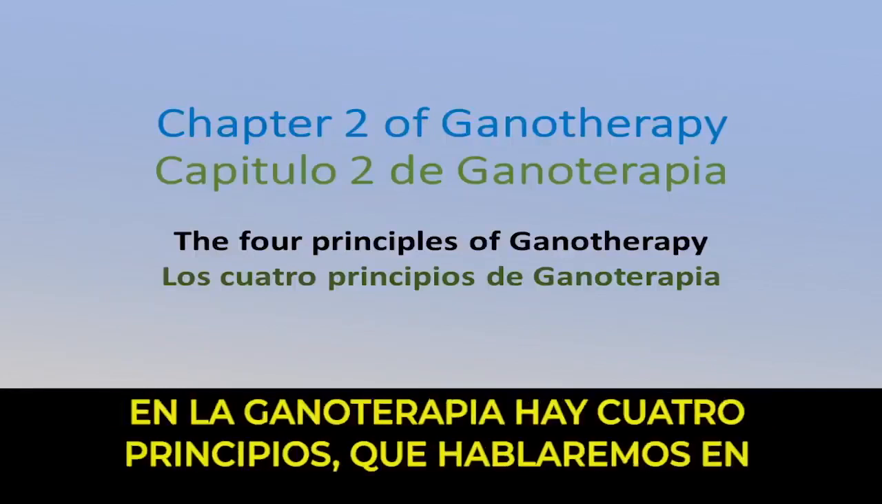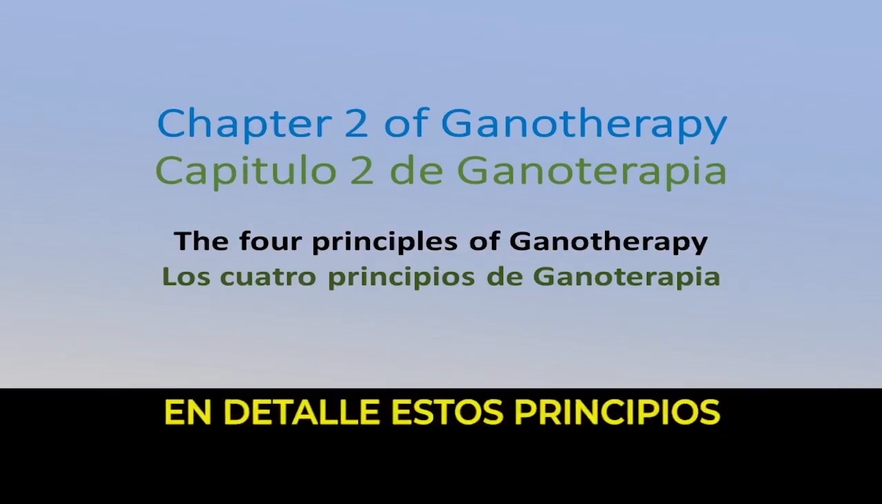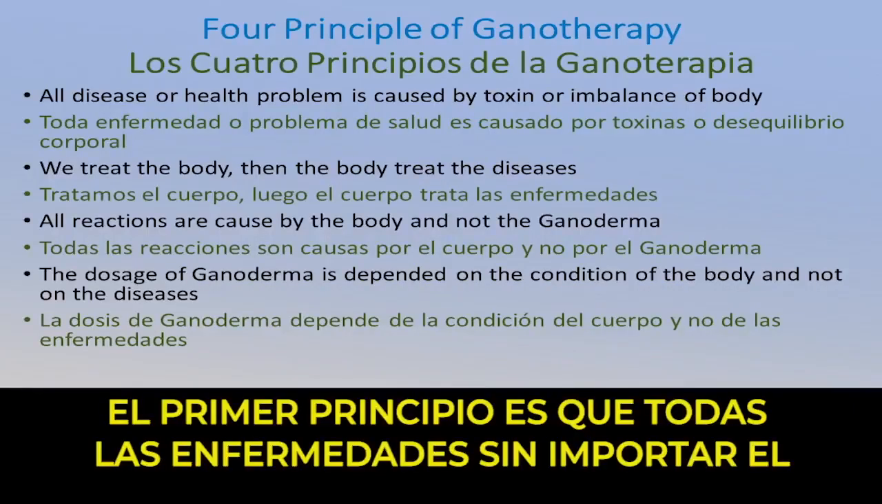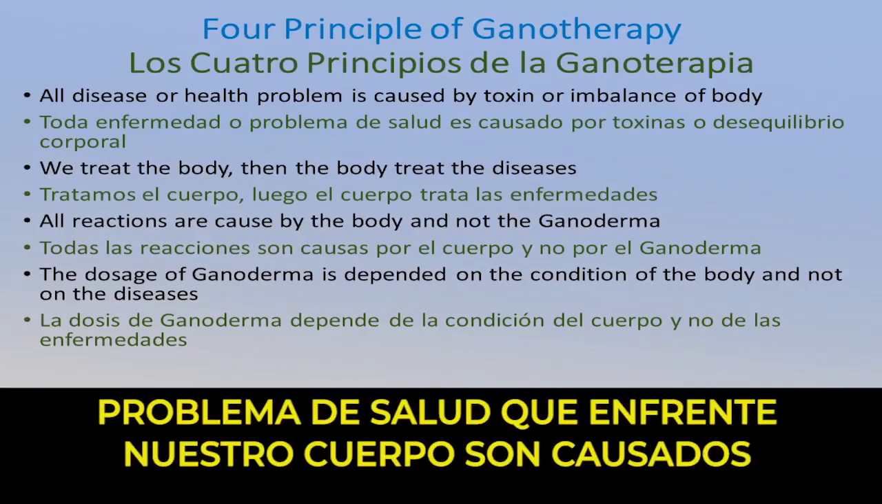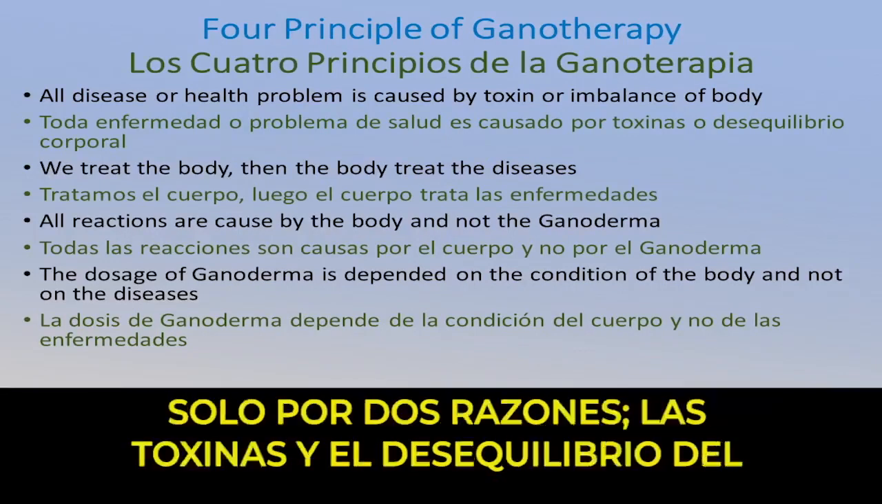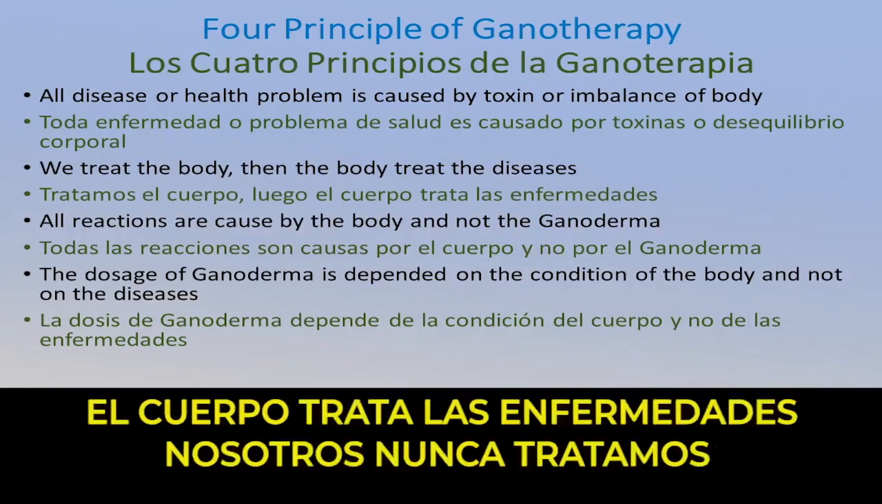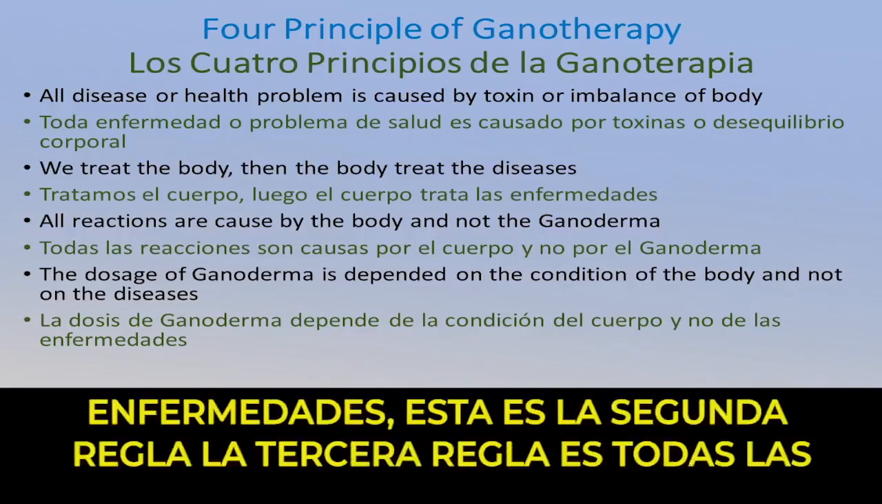Okay, in Ganoterapy there are 4 principles. Okay, we are going to discuss in detail these 4 principles. The first principle is that all diseases or health problems, whatever the problem faced by our body, are caused by 2 causes only. The toxin and the imbalance of the body. Only 2 causes. Okay. Secondly, we treat the body. Then the body treats the disease. We never treat disease. This is the second rule.